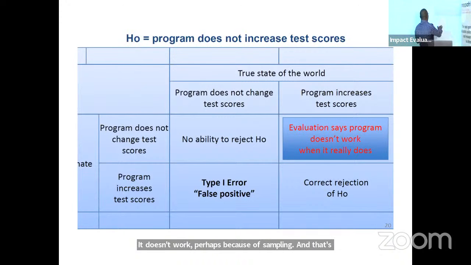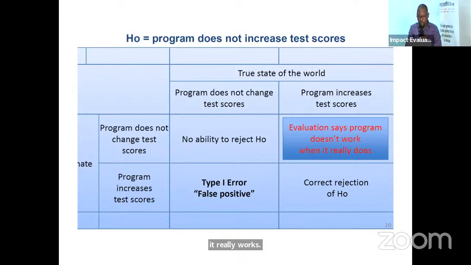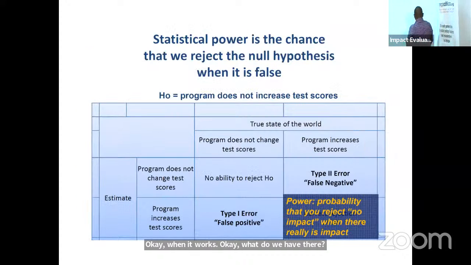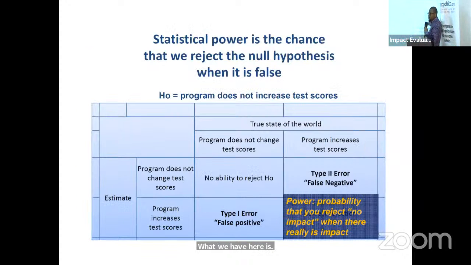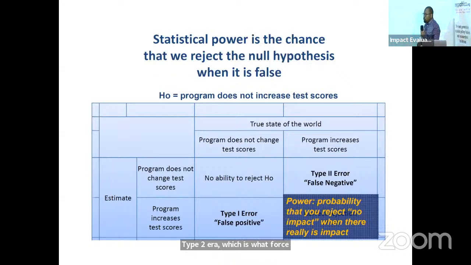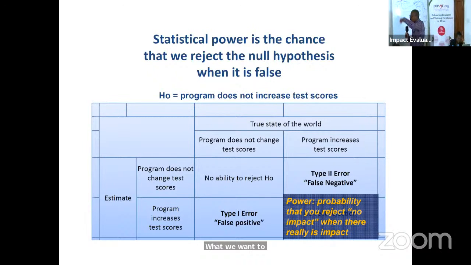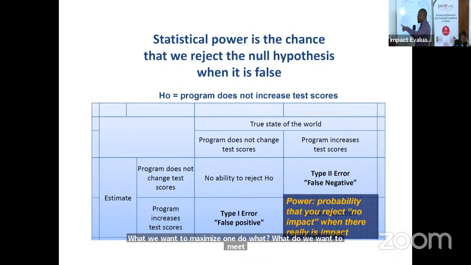Here, we say evaluation says the program doesn't work when it really works. Okay? When it works, what do we have there? What we have here is type 2 error, which is what? False negative. So when we are doing evaluation, what do we want to minimize? Type 1 or type 2 error?